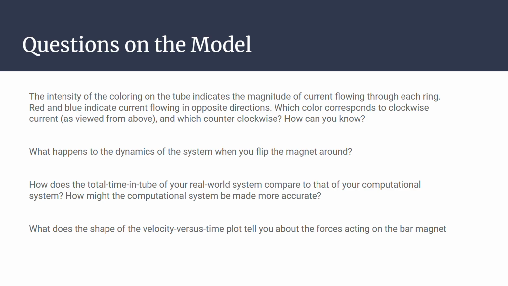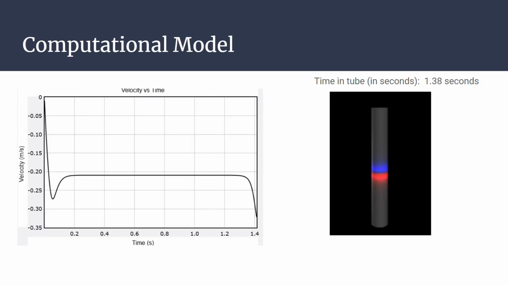How does the shape of the velocity versus time plot tell you about the forces acting on the magnet? So this velocity versus time plot shows you the imbalance in forces, where in the beginning the velocity is more responsible for the force. Then as you hit that plateau, there's an equalization of forces, and then towards the end, going towards zero, there's more gravitational force.